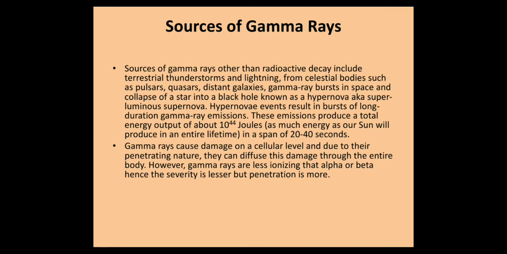Gamma rays cause damage on a cellular level, and due to their penetrating nature, they can diffuse this damage through the entire body. However, gamma rays are less ionizing than alpha or beta. Hence, the severity is lesser but the penetration is more.